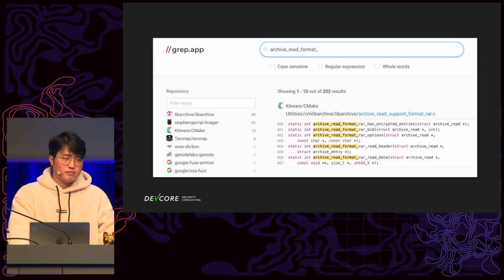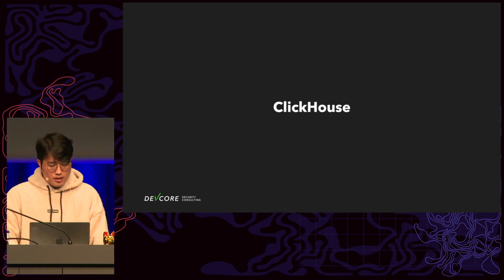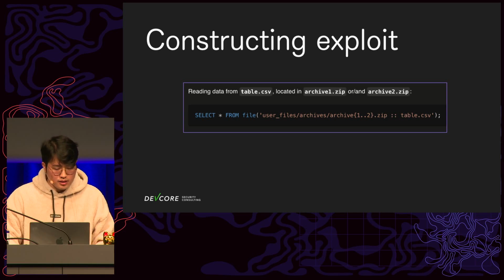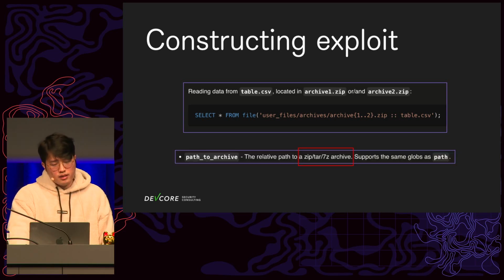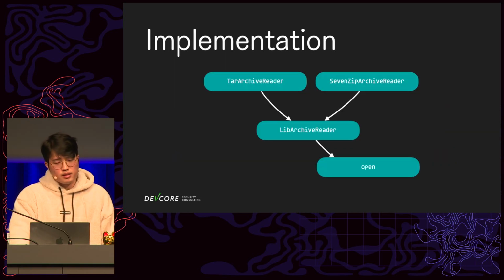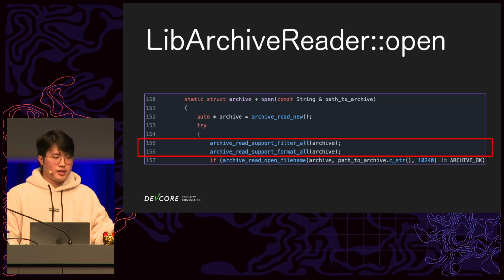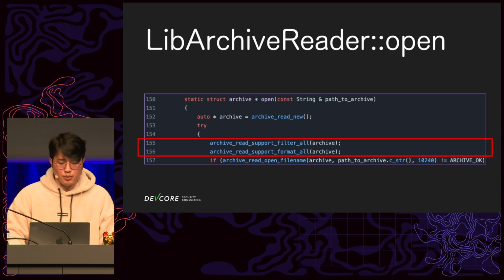So we found some apps on grep.app. Let's take ClickHouse for example. In ClickHouse, you can extract a zip file with such a command. But it only supports zip, tar, and 7z. But if you look at the source code, you will find that tar and 7z are implemented with the same open file. In the open file, you will see a similar pattern: archive read support filter all.